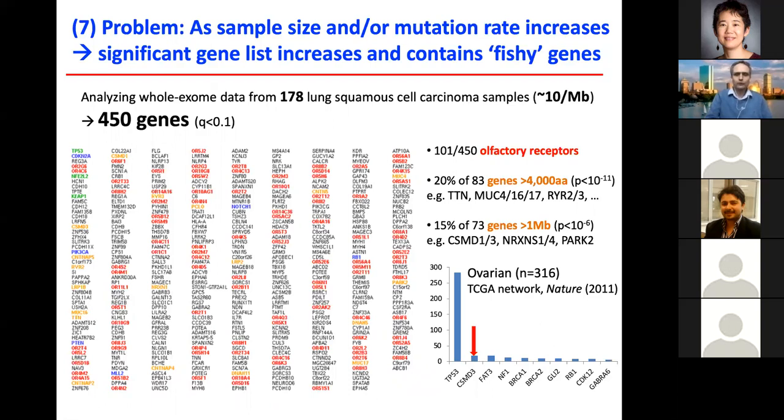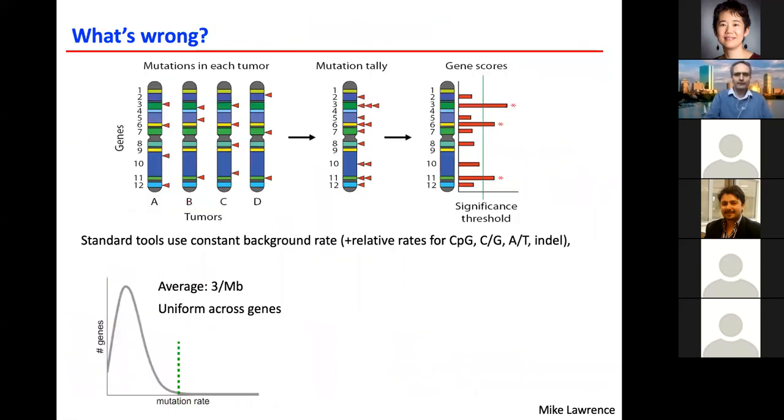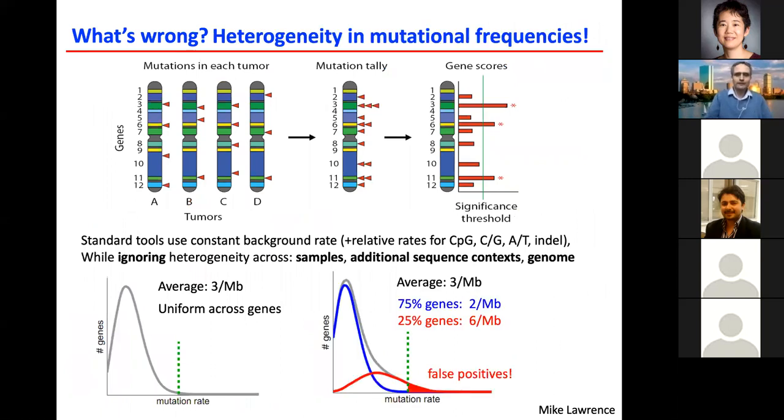Why is the method not working? And the reason is that our method didn't take into account the fact that mutations occur at heterogeneous rates along the genome. We are using one estimate for a background mutation rate. And if there are regions that have a higher background rate than this estimate, then we'll have false positives there. If there are regions that have a lower background rate, then we'll have false negatives there.